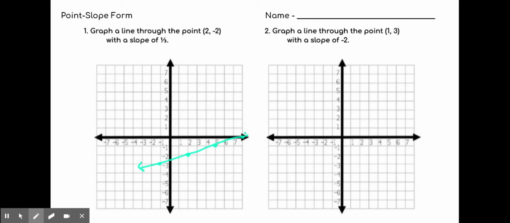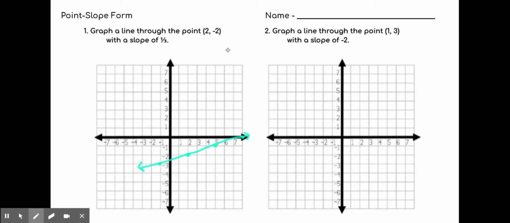That's not too terrible. And here is a line through the point 2, -2 with a slope of 1/3. Notice my y-intercept is somewhere between -2 and -3. I don't know exactly where it is. So if I needed to write this in slope-intercept form, it would be a little hard to do just from looking at the graph, correct?